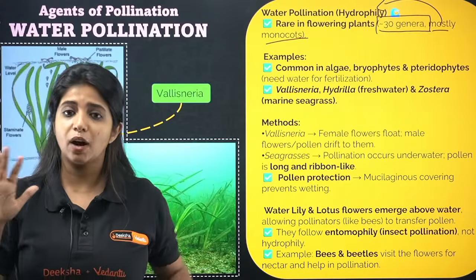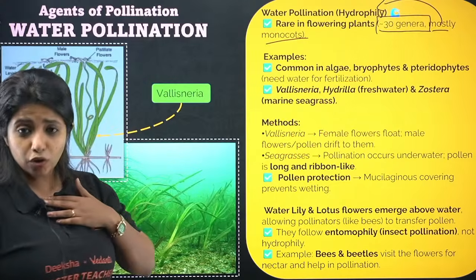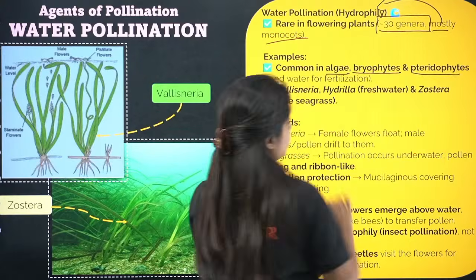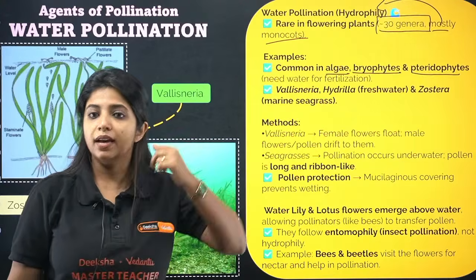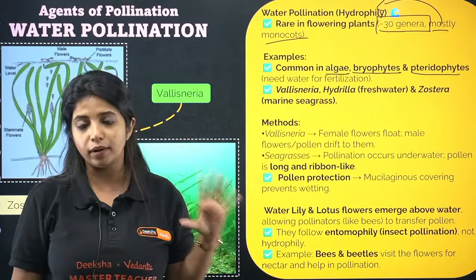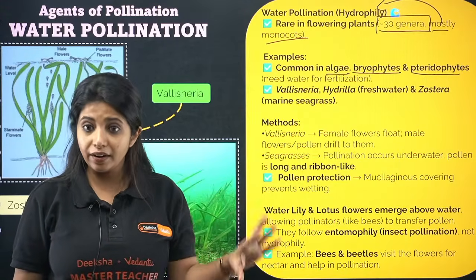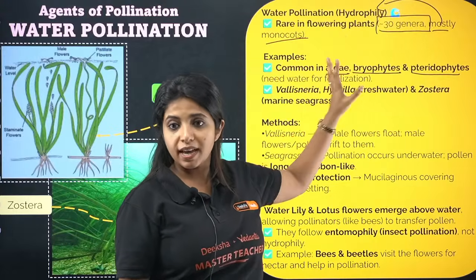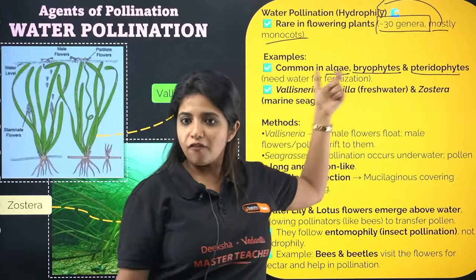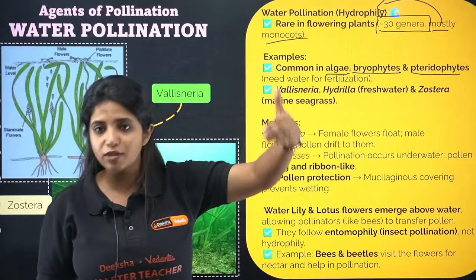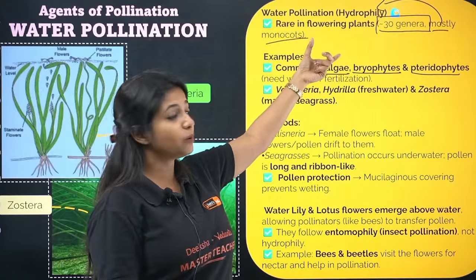So exactly, that is how it works over here. It's more common in the case of algae, in the case of bryophytes, and in the case of pteridophytes. Okay, in algae, bryophytes and pteridophytes, it is most common. Cool. In the case of flowering plants, you're talking about angiosperms. Angiosperms comes at the end. First you have algae, then bryophytes, then pteridophytes, then gymnosperms, and then comes angiosperms, right? Now in the angiosperms, it is rare.